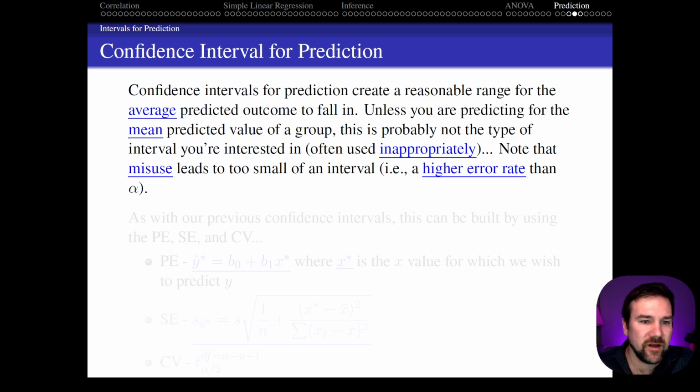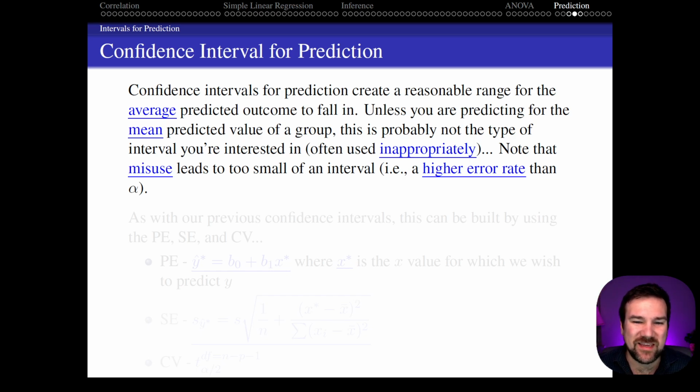The first one we're going to talk about is the confidence interval for prediction. Now, this gives a reasonable range for the average predicted outcome to fall in. So think about if I'm looking at a marketing campaign and I'm trying to predict the profit. And so I look at a marketing campaign that costs $8,000 and I'm trying to predict the profit. If I'm trying to predict the profit for a specific campaign, this one is not the one to use. But if I'm about to run 10 campaigns at $8,000, and I want to see the average return for all 10 campaigns, like what's the mean of the group, then this is the one that we would use.